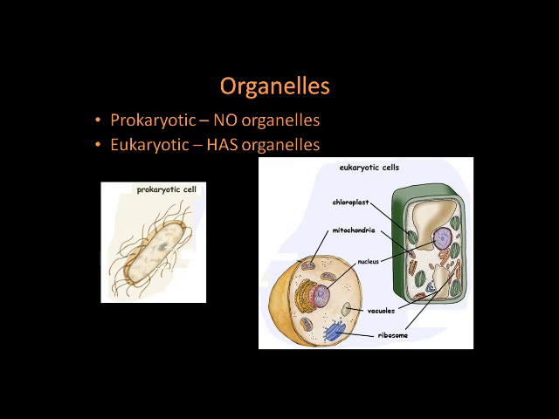So if you see a picture of a cell that doesn't really have much inside of it but some strands of DNA, it's going to be a prokaryotic cell. If the cell seems to have lots of different structures inside of it, then it's going to be a eukaryotic cell.